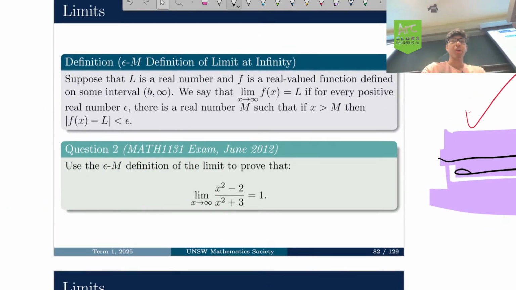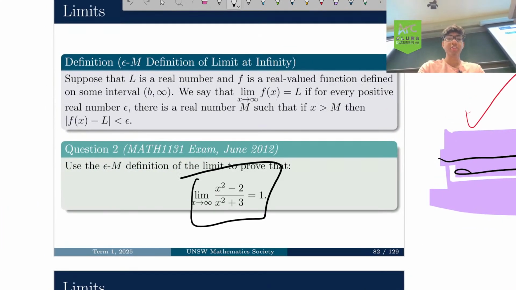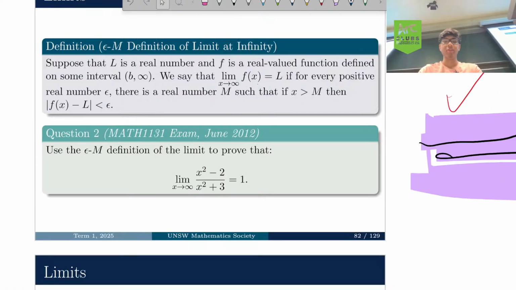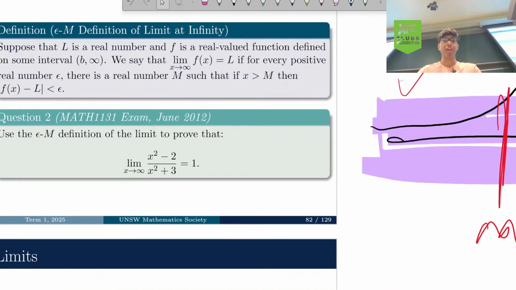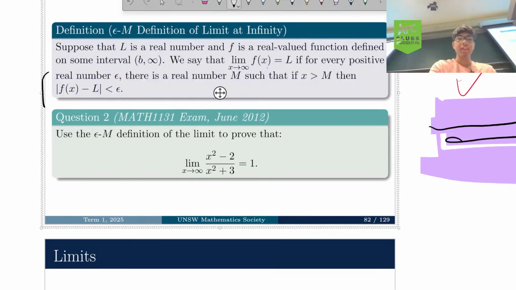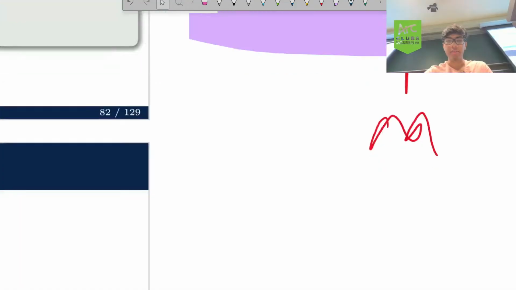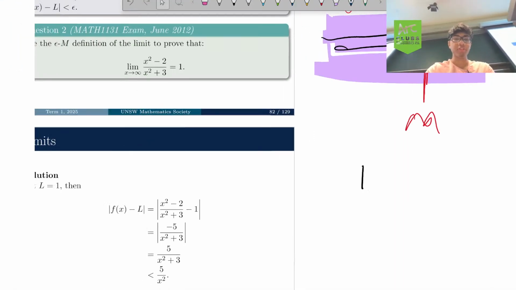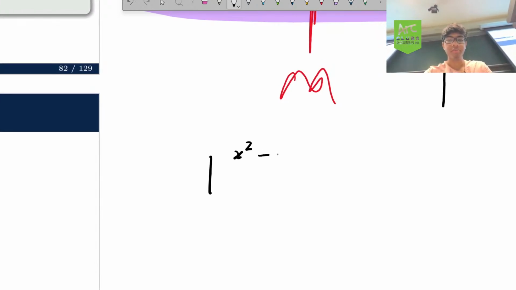So how do I apply this? Let's look at this here. The limit as x tends to infinity of x squared minus 2 on x squared plus 3 equals 1. Let's just plug it straight into this and try to show it. So I would have the absolute value of, and what is my function? My function is x squared minus 2 on x squared plus 3.